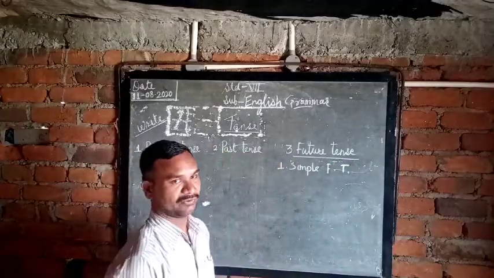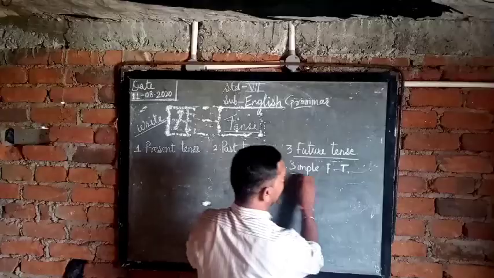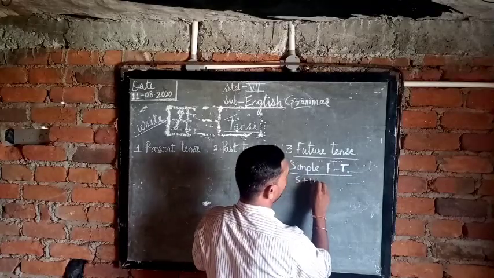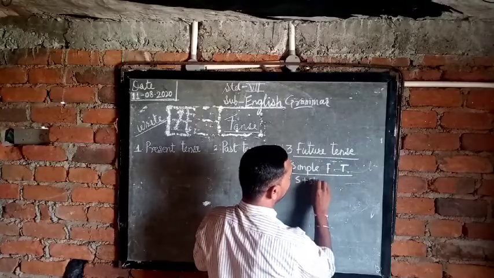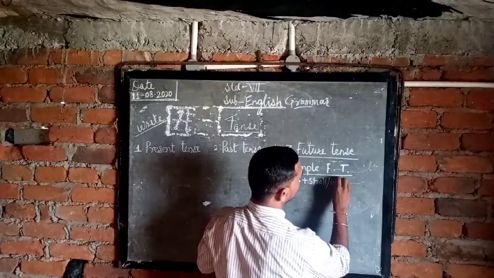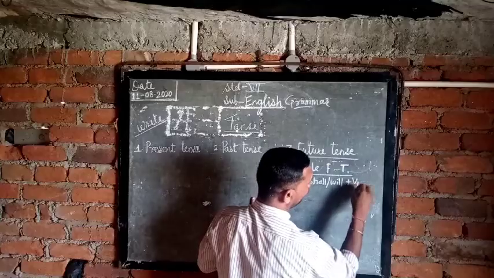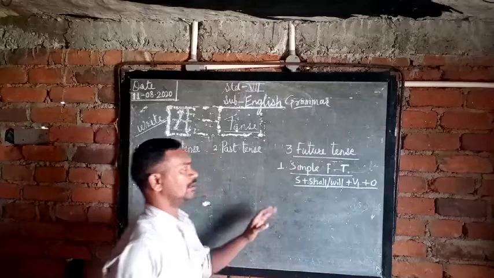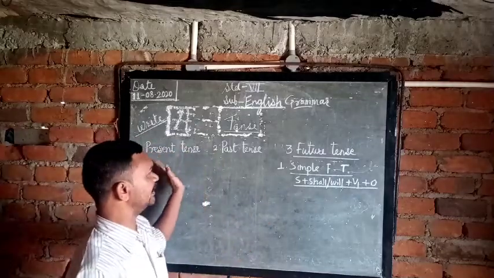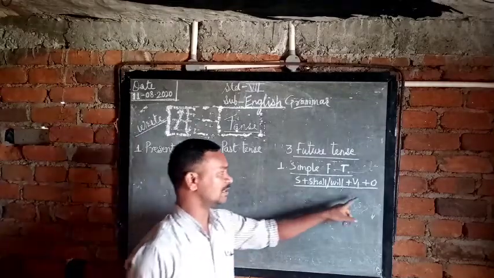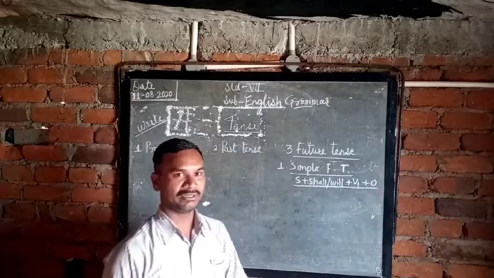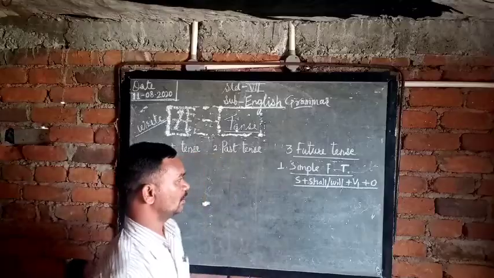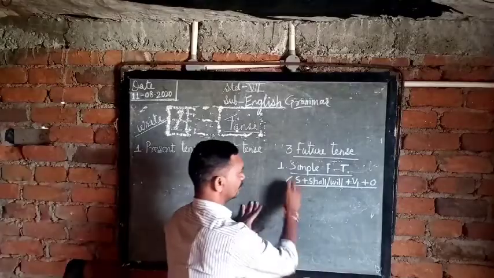Simple future tense. The formula of the simple future tense is subject plus shall, will, plus V1 plus object. This is the formula. In the remaining present tense and past tense, sir does not write the object, but you people understand that there is an object also. So this is the formula.